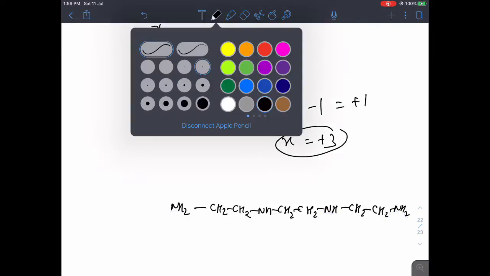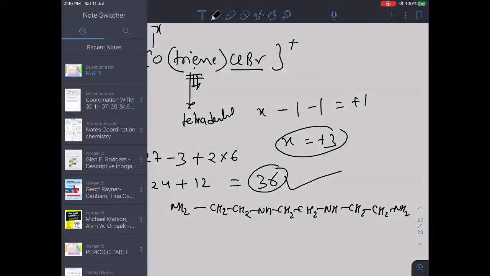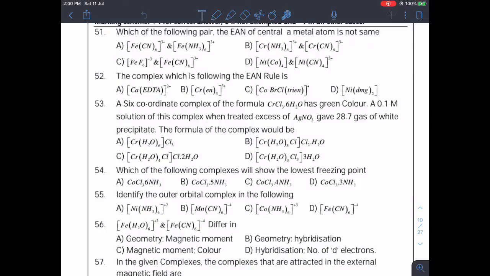So what will be the coordination number in this case? It will also be 6. So let us calculate. EAN is equal to the atomic number, that is 27, minus the oxidation number, that is 3, plus 2 into the coordination number: 4 and 2 into 6. If you calculate, this will come as 24 plus 12, and if you sum it, this will come to 36. Which means that it follows EAN. So what will be the correct answer? CoBrCl triene follows EAN.